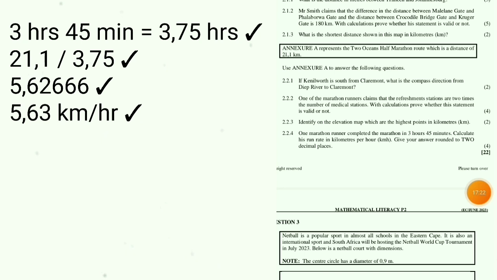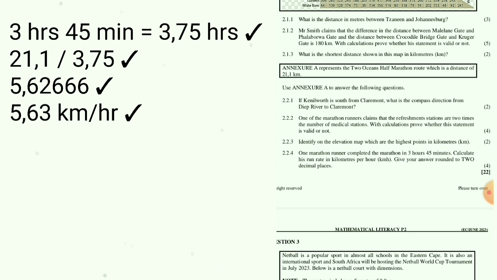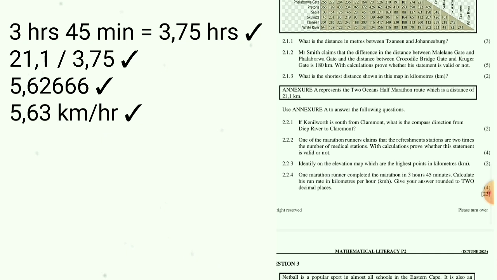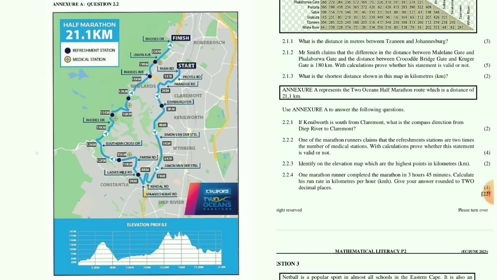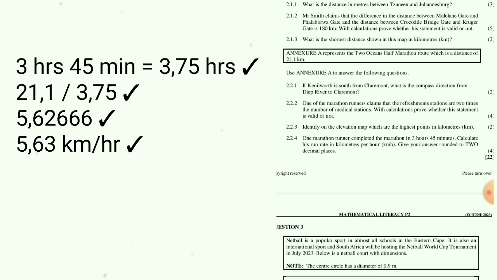So where do we get the 21.1? The 21.1, we get it there on top. I will put the annexure on the screen, guys, so that you can see it by yourself. You can see there on top of the annexure there's a half marathon, 21.1 kilometers. That's the marathon, so that's why we use the 21.1 kilometers. And the stroke means divide. We divide it by hours, and then we get 5.62, and then we round off, which is 5.63.